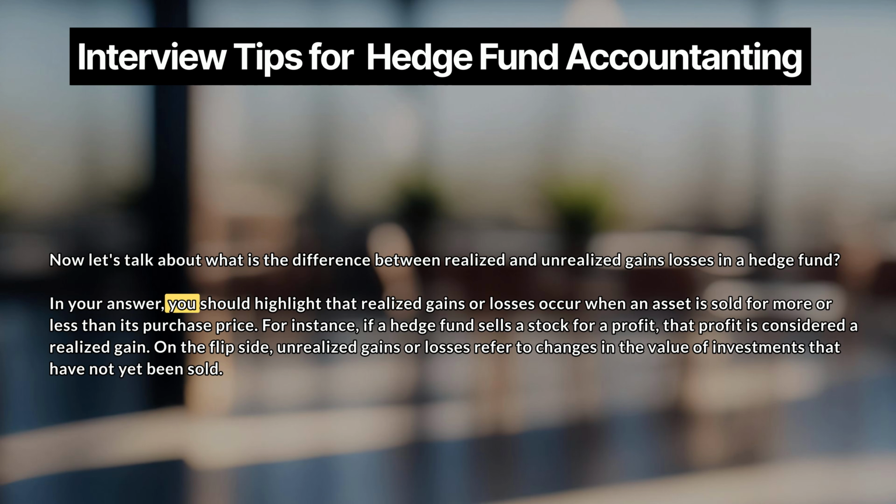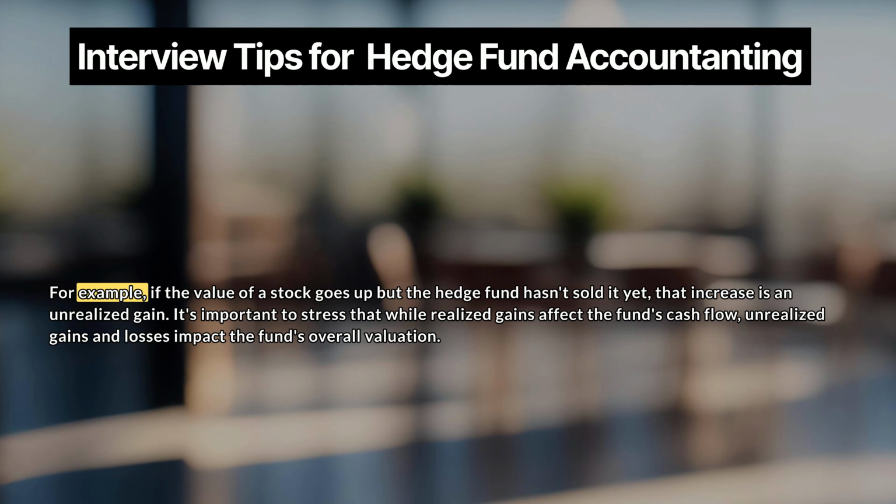In your answer, you should highlight that realized gains or losses occur when an asset is sold for more or less than its purchase price. For instance, if a hedge fund sells a stock for a profit, that profit is considered a realized gain. On the flip side, unrealized gains or losses refer to changes in the value of investments that have not yet been sold. For example, if the value of a stock goes up, but the hedge fund hasn't sold it yet, that increase is an unrealized gain.